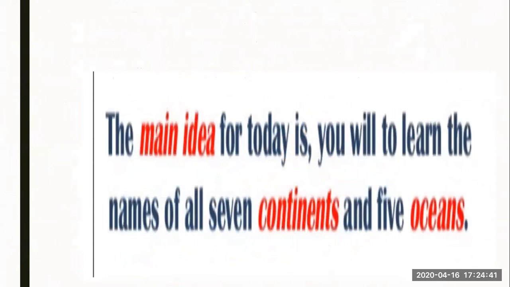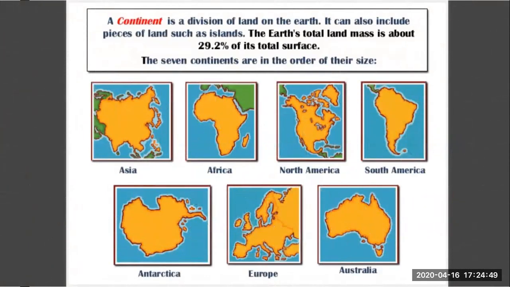The main idea for today is you will learn the names of all the 7 continents and the 5 oceans. What is a continent? A continent is a division of land on the earth. It can also include pieces of land such as islands. The earth's total land mass is about 29.2% of its total surface. That means on the surface of earth, only 29.2% we have land. The rest is completely in water. So very small portion of earth is only covered with land.